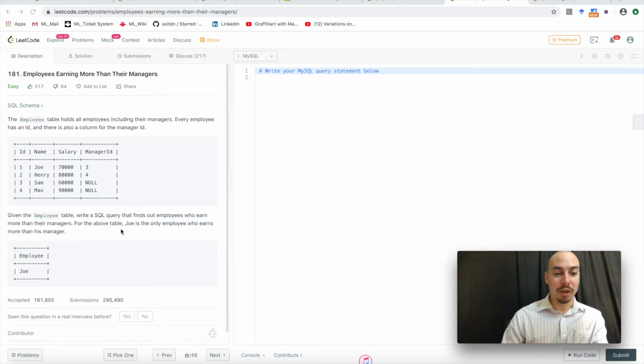Given the Employee table, write a SQL query that finds out employees who earn more than their managers. For the above table, Joe is the only employee who earns more than their manager. Let's check that.